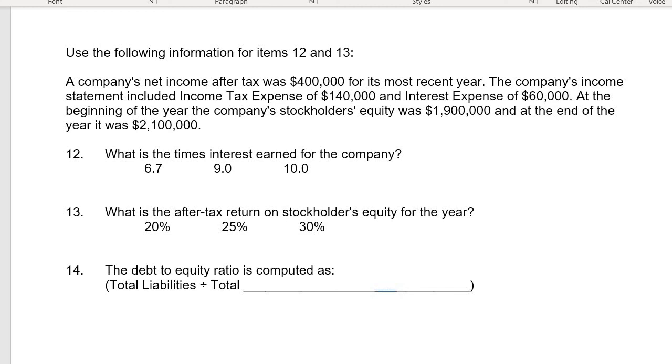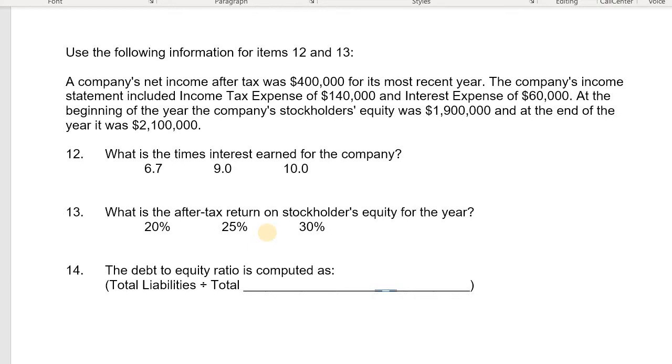In this video, we're going to wrap up the worksheet to chapter 17. So let's go. The company's net income after tax was $400,000 for its most recent year. The company's income statement included income tax expense of $140,000 and interest expense of $60,000. At the beginning of the year, the company's stockholders' equity was $1.9 million. At the end of the year, it was $2.1 million.